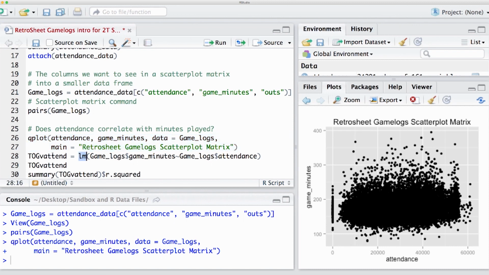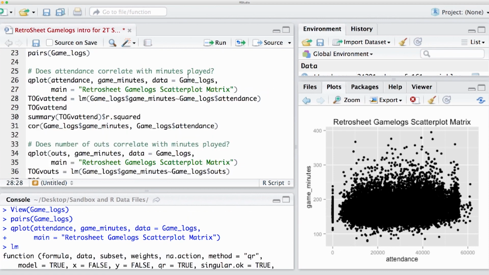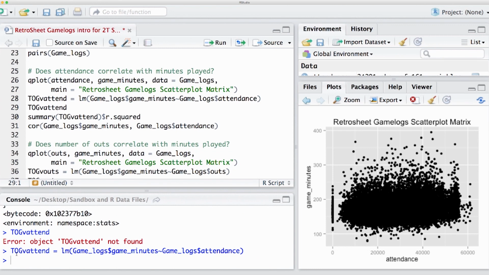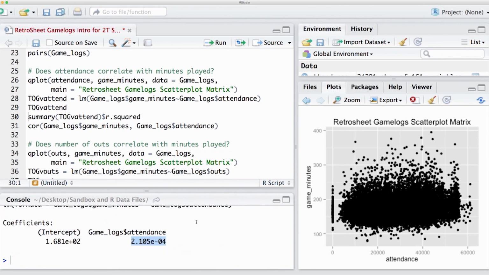Let's create a new variable that's going to hold the result of a linear model. Let's do a linear regression between game minutes and attendance. And that's what the LM function does, is runs a linear regression model for that. So let's run that. Good. So let's explore what these coefficients mean in terms of our model.